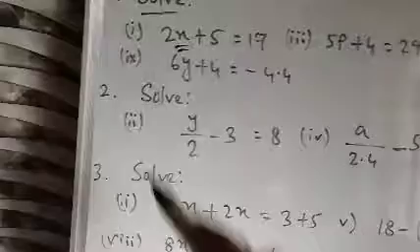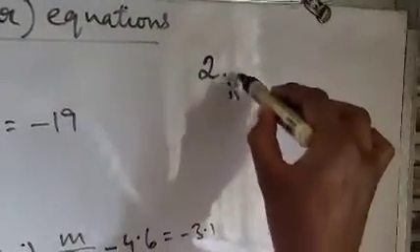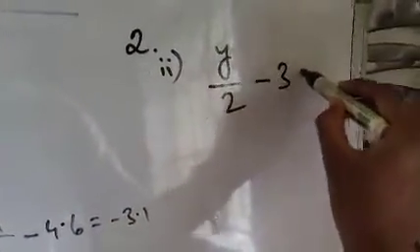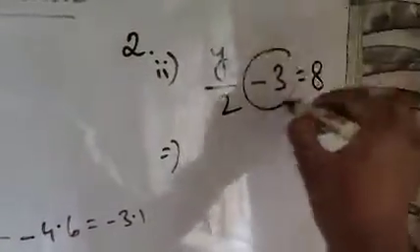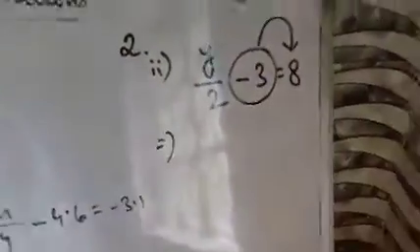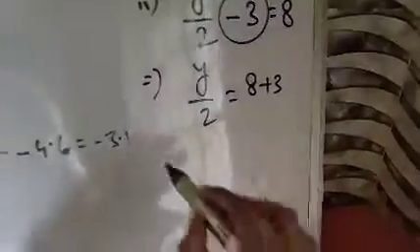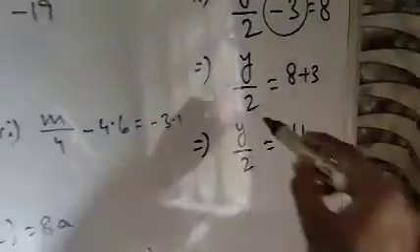So question number 1 complete. Part 1 complete. Next, part 2. Question number 2. Your equation is y by 2 minus 3 equal to 8. This is the equation. So at first we will transfer this 3 to the right hand side. So y by 2 will be 8 plus 3. Next, y by 2 means 8 plus 3 means 11. Now find out the value of y.